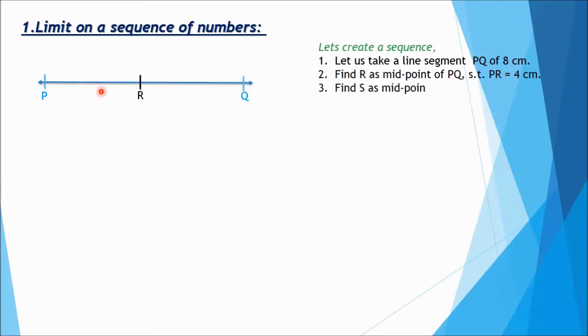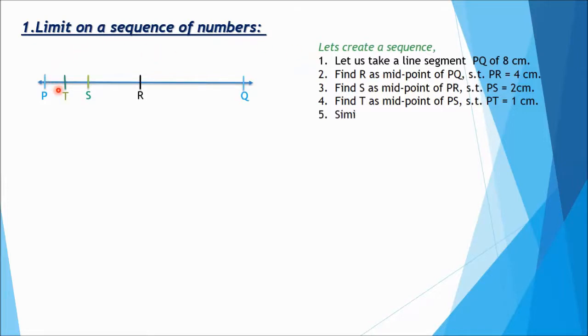Now again we have to find the midpoint S of PR, such that PS will be 2 cm. Isn't it? It will be half of PR. Now we can see this is the point S and its length is 2 cm. Now again we have to find T, midpoint of PS. This is the step where we are creating a sequence. PT is equal to 1 cm. Now you can see the point T, whose measurement is 1 cm.